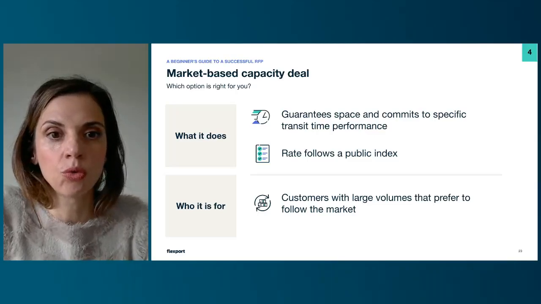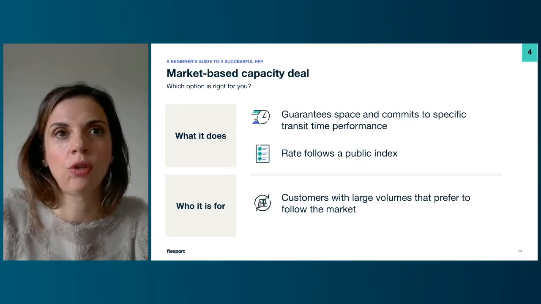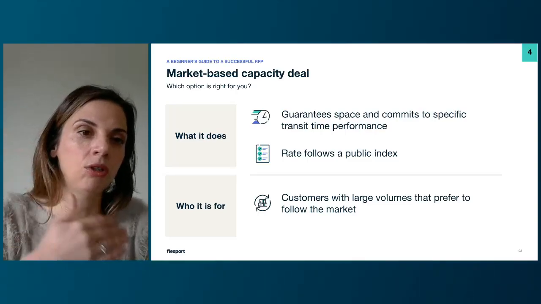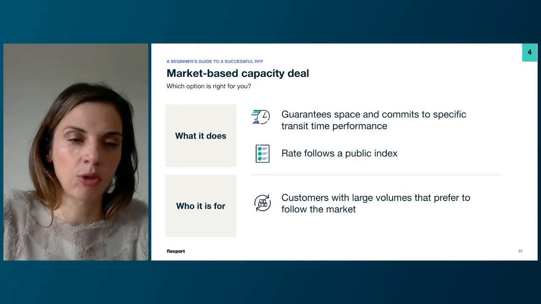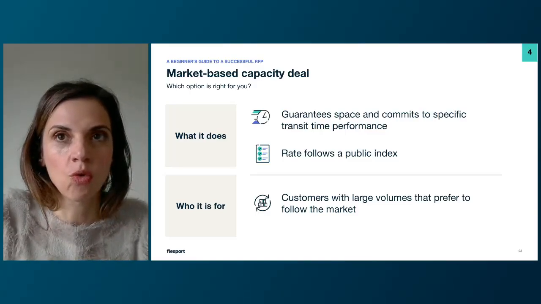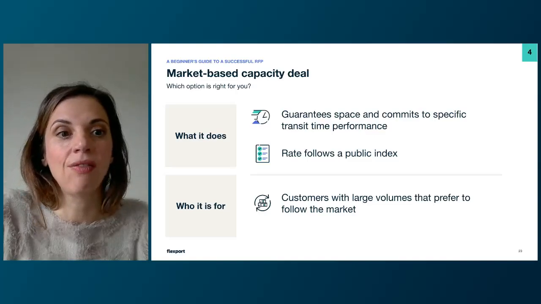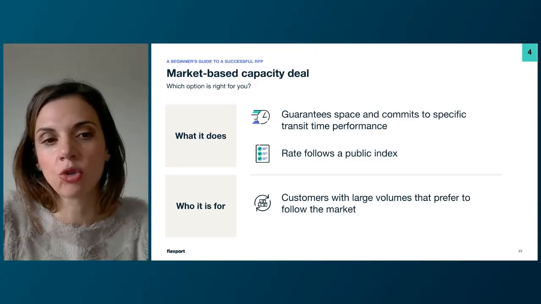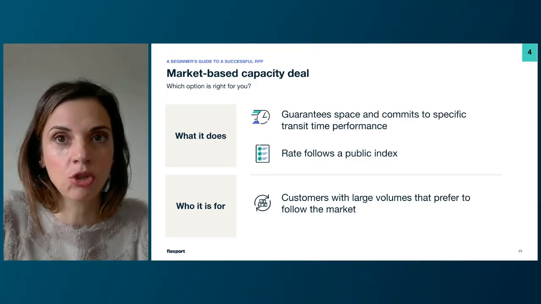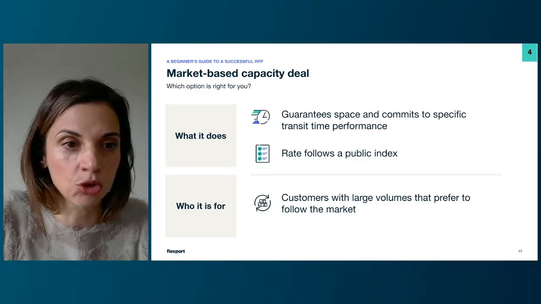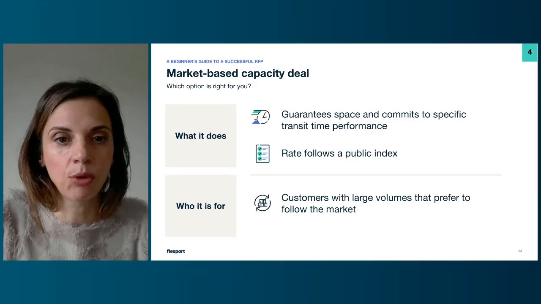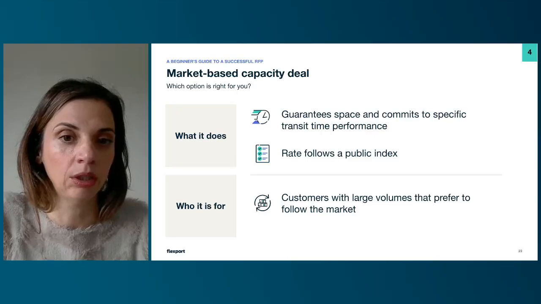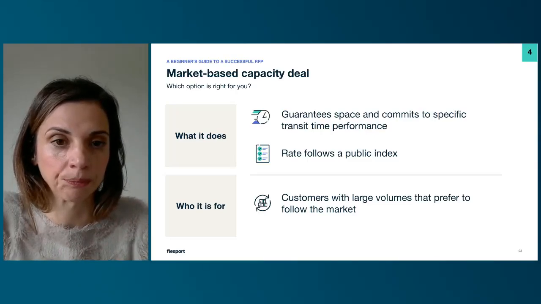However, that exposes you completely to the market fluctuation. So let's say the market shoots up, then your rate will shoot up with it. If the market goes down, you're gonna enjoy those savings as well. So what we typically see is that customers that have large volumes might go for that. It's the least common instrument versus the other three because it does have a lot of exposure on it, and it might be hard at some point to explain why you overshot a budget because the market really turned and you were very exposed to it.